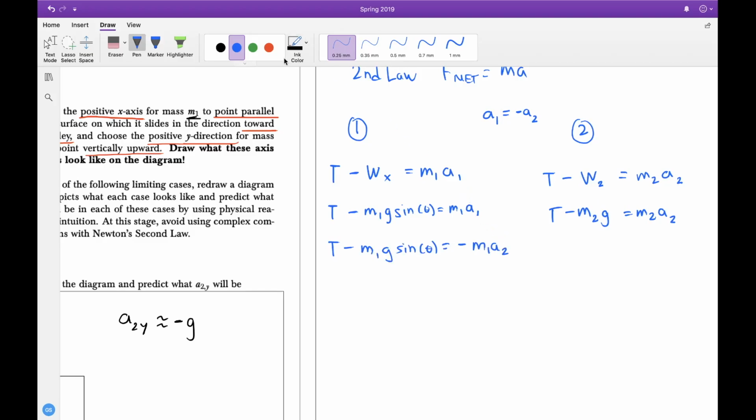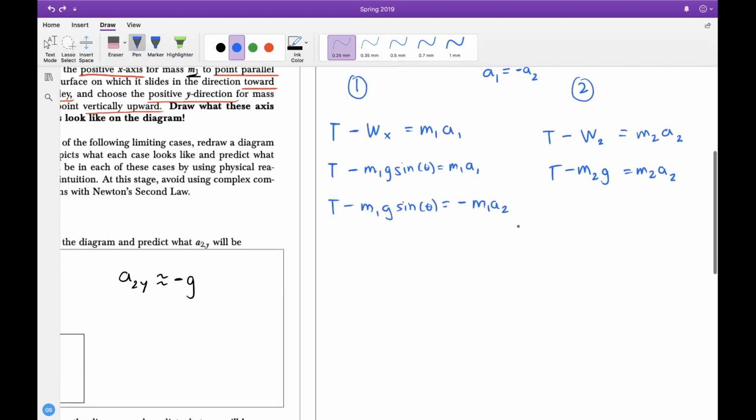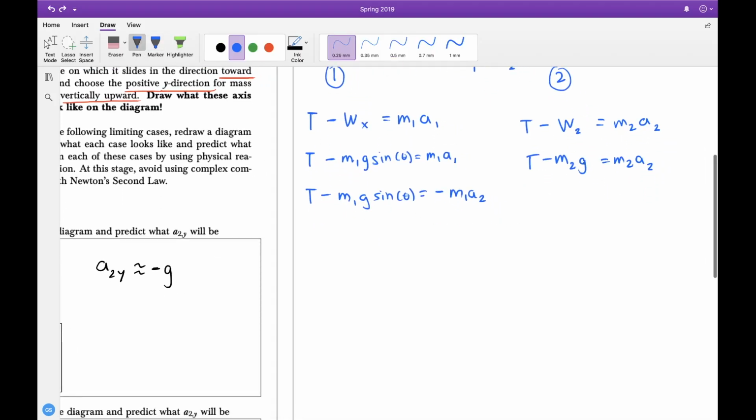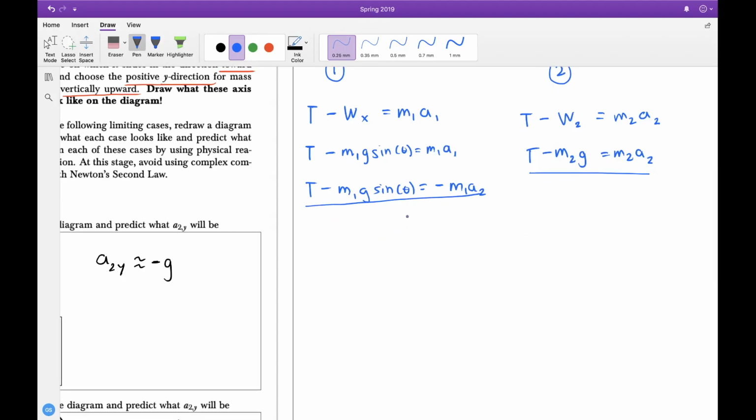This is probably the trickiest part, going from here to here with that negative sign, and that comes from this fact. But I encourage you to think about that for a bit. Think about why the accelerations have to be the same in magnitude, but not necessarily the same sign, and how I got to that. Okay? So now moving on from that, we now have these two equations. Let me just rewrite them again in black.